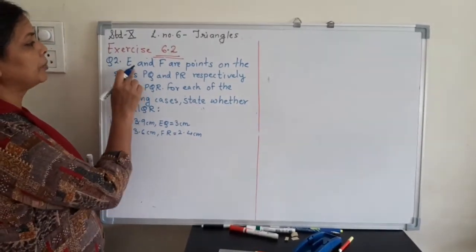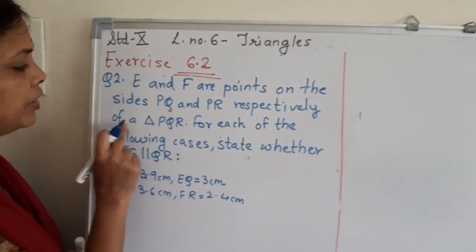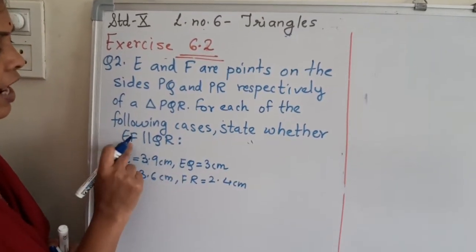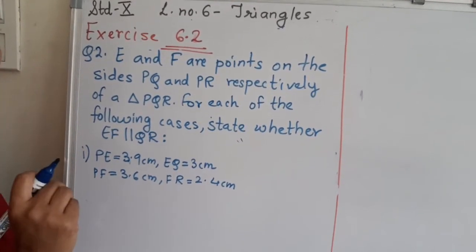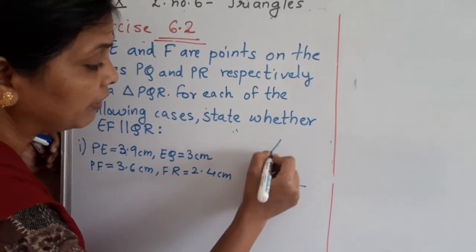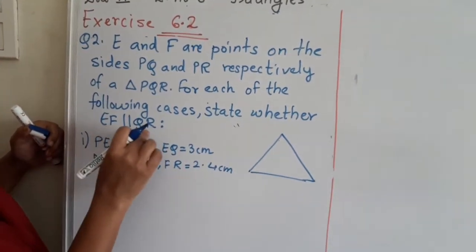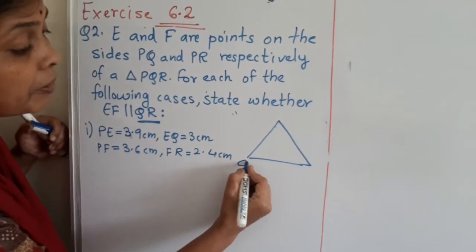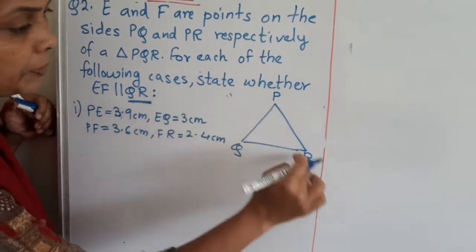Now let's see the second sum. E and F are points on the sides PQ and PR respectively of triangle PQR. For each of the following cases, state whether EF is parallel to QR. Three cases are given, and I have written here the first case. Now in this type of sums, first we have to draw a figure. They have given the triangle PQR, and EF parallel to QR is what we need to check. It means our base we are taking as QR. So here our sides are PQ and PR.